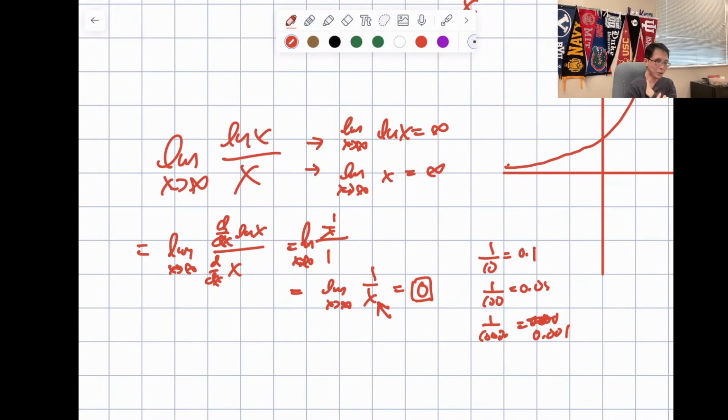I showed a lot more work. I just showed the work you're going to expect in FRQ. In MCQ, you don't need to show work. You can just write down infinity over infinity, take a derivative top and bottom. You only need like 2 lines at the most.